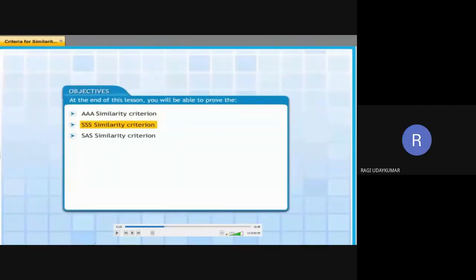Whenever you consider two triangles, the congruency criteria we have are SAS, SSS, ASA and RHS.